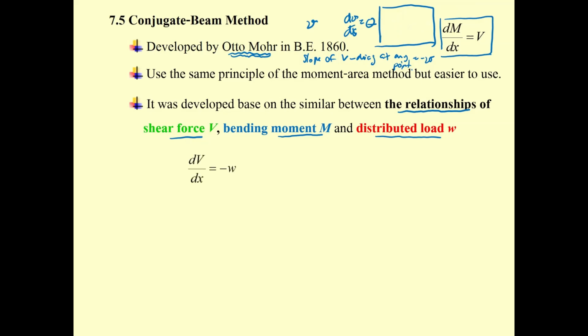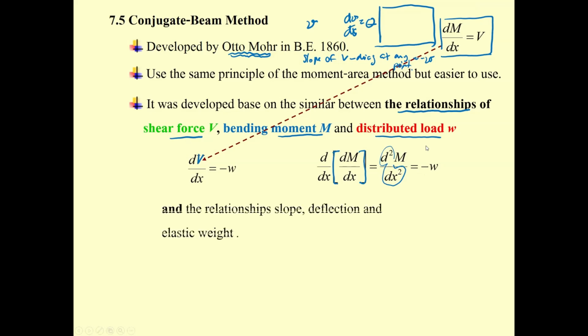Now, we rewrite this equation again. Following this, if we take V equal to this term and rewrite the equation again, we get the second derivative of the bending moment equation with respect to x equal to minus w. Then Professor Ottomore comes to the relationship between what?